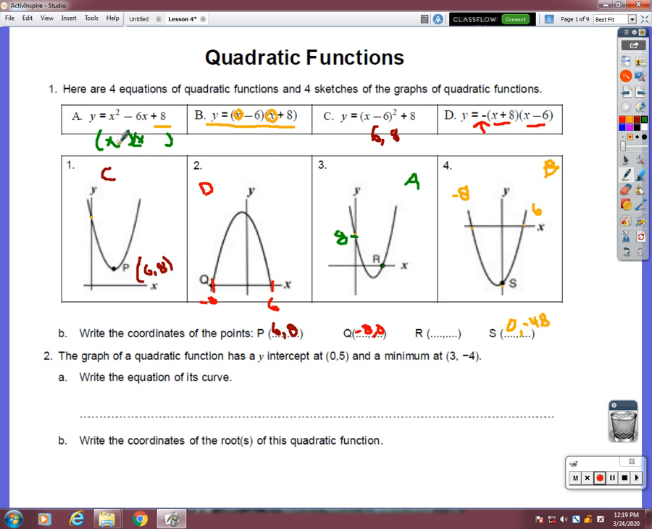So I'm going to go with negative 4 and negative 2, because negative 4 times negative 2 is positive 8, and negative 4 plus negative 2 is negative 6. So what that tells us is that this crosses the x-axis at the opposite of these two numbers. So it crosses here at 2, and it crosses here at 4. So that means the coordinates of point R would be 4, 0. Okay?